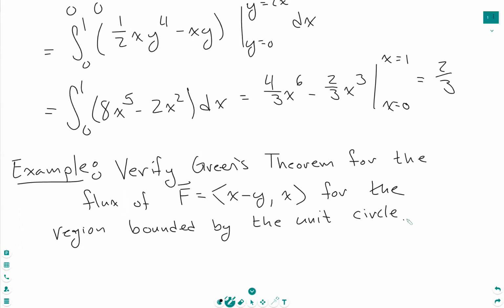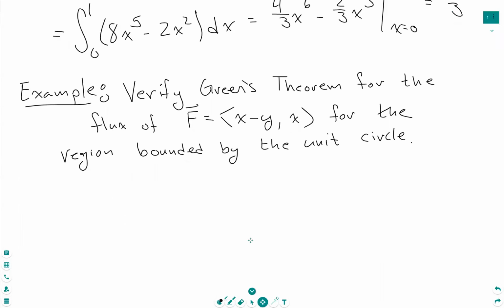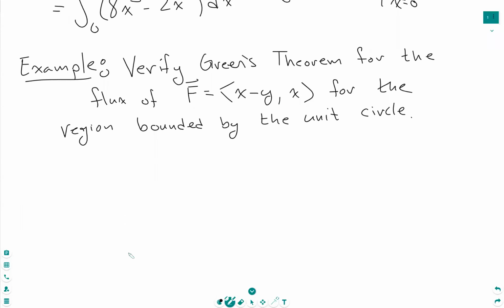So if we want to verify, we're not actually going to enact Green's theorem, but we are going to calculate the line integral as well as the area integral. We're going to calculate both the left-hand side and the right-hand side of Green's theorem and make sure they're the same thing. Green's theorem says that they're equal, so let's verify that they are in fact equal. Let's start with the line integral.